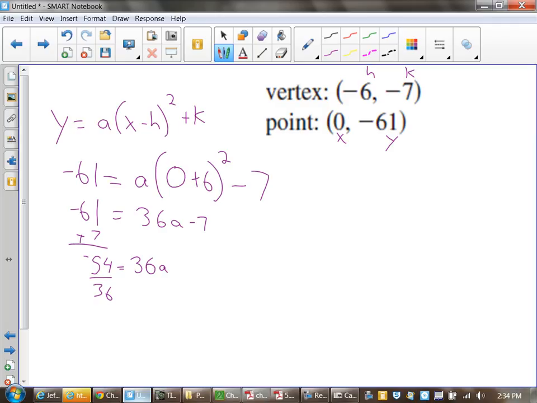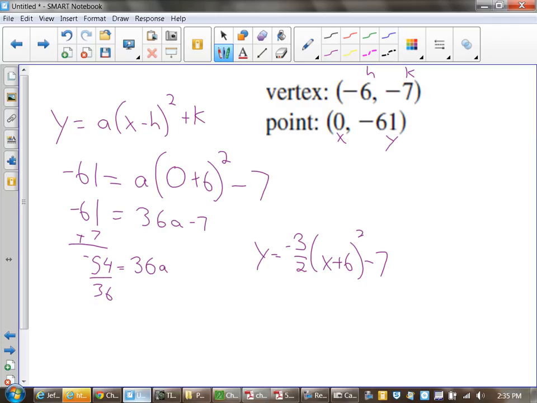What is that? 9 over 6, negative 3 over 2. So my final answer would be y equals negative 3 over 2 (x plus 6) quantity squared minus 7. I just have to go back. Wait, what is this? Oh, I'm sorry, this is vertex. I'm thinking intercept form. Intercept form is basically the same thing, except you're given intercepts.